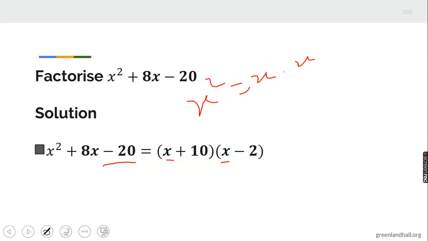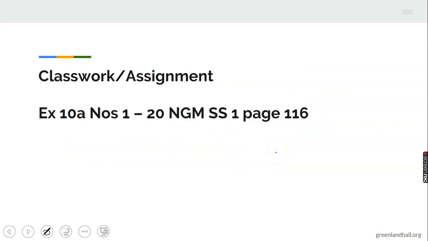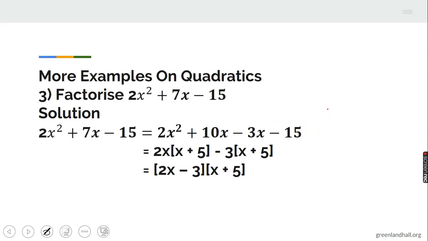So for the factors of minus 20 to give us plus 8, it will be 10 times minus 2. The sum of this will give us plus 8. So we put plus 10 here and minus 2 there. So this is the factorized form. We move on. You do this one as assignment, so classwork.